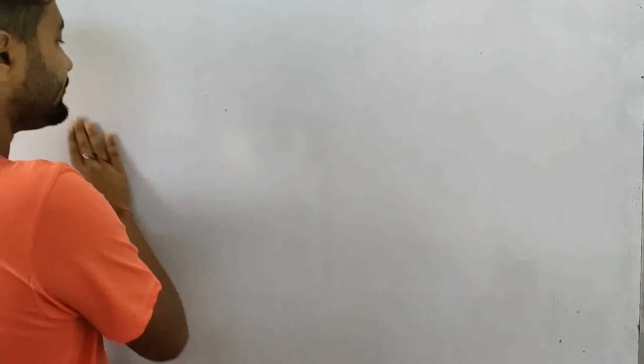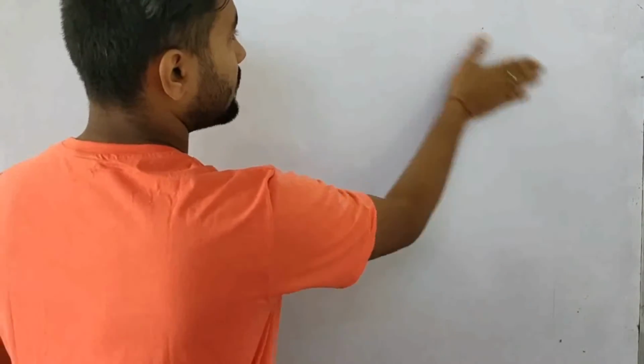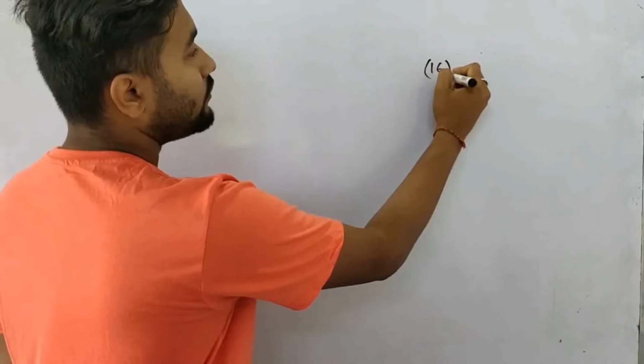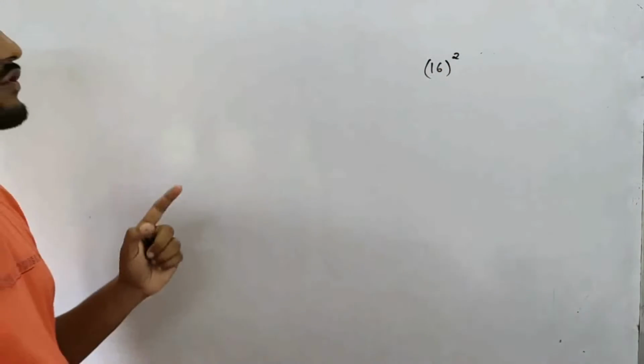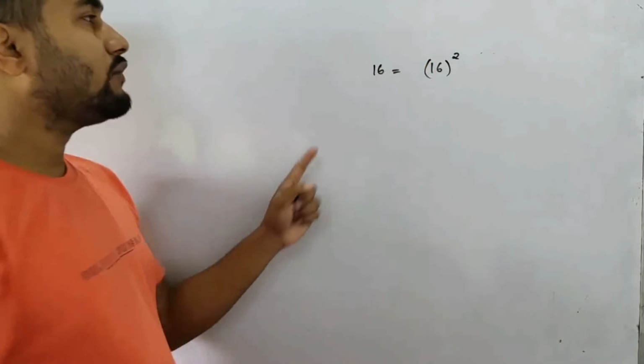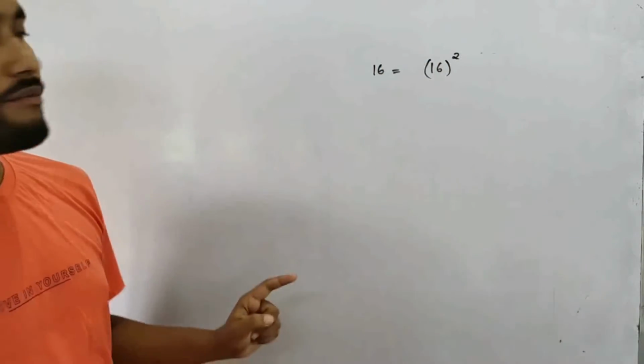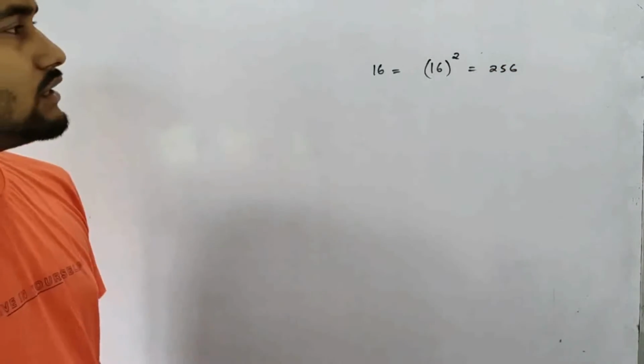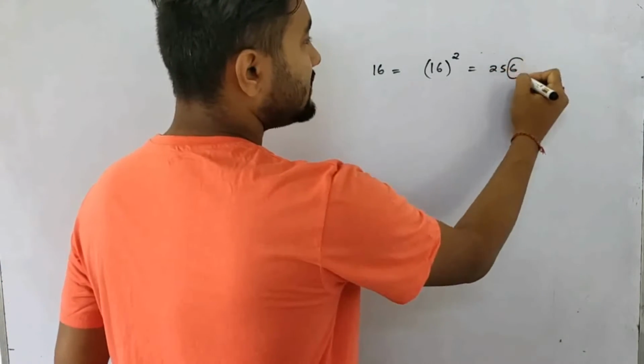What will be the unit digit of the square of the following number? What you have to find? The unit digit, not of the number itself, but of the square of the number. Say 16. 16 squared is how much? 256. So what is the unit digit? 6 is the unit digit.